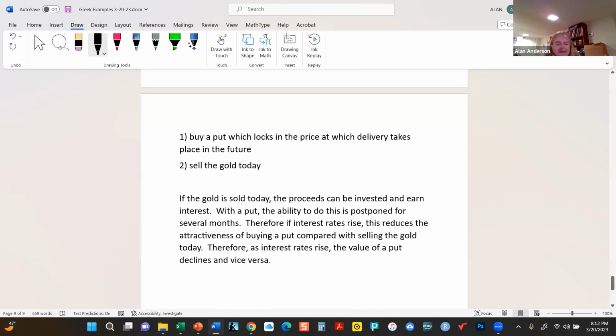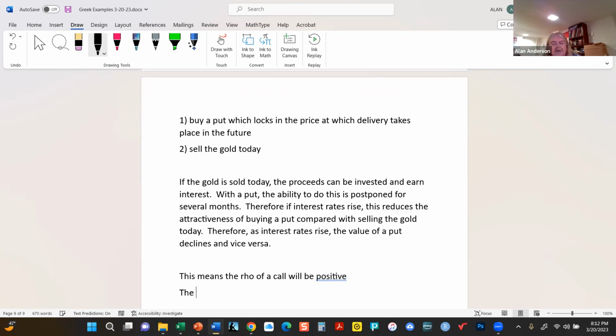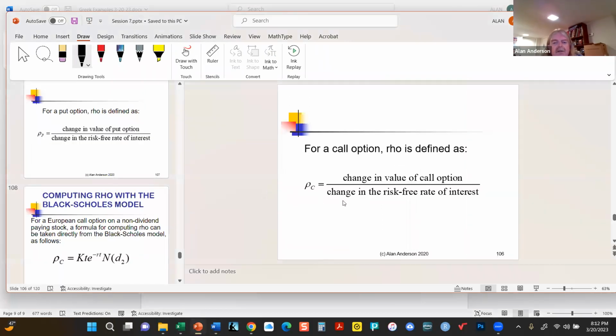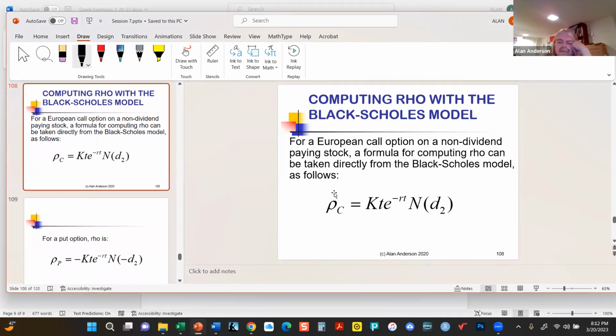So, with all that being said, this means that the rho of a call will be positive. The rho of a put will be negative. So they have to go in opposite directions. And anyway, when you see the formulas, you'll realize right away why this is happening. Again, you can tell just by looking at the variables.